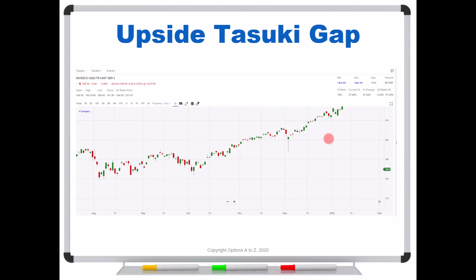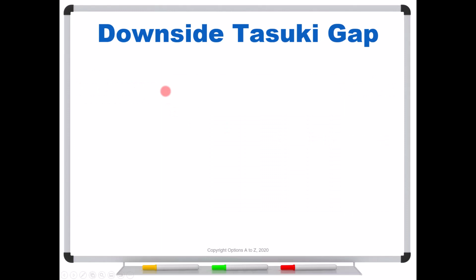Now, of course, we have a downside Tasuki Gap. All of your candlesticks have an upside and a downside pattern. So it's going to be the opposite. We have this long, pronounced downtrend. Then let's say that yesterday's candle might be a long-bodied red candle. We might close at or very close to the low. And then today's candle gaps down.